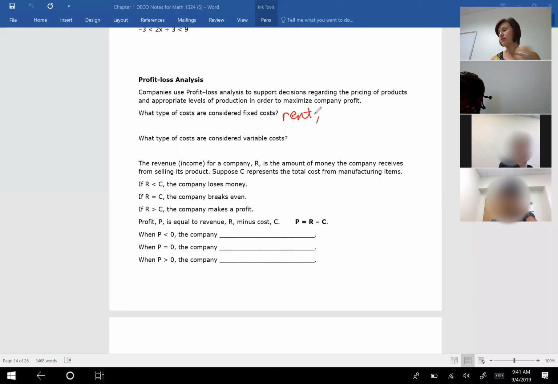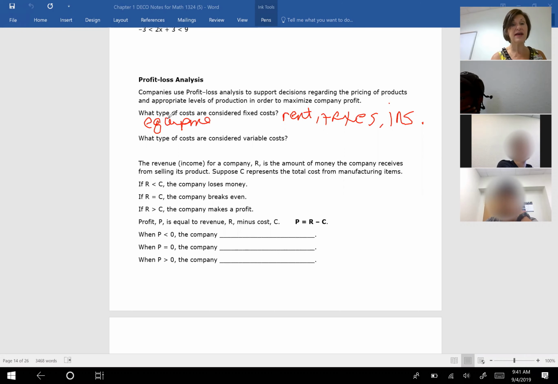What else do you think you would have regardless of whether you sell anything? Even if I don't sell anything, what would I still have an expense for? What's the government going to want from you? Taxes. There you go. You'd probably have insurance, because if you've had to get a loan for some equipment, you're going to still have to pay on that equipment even if you don't make anything. And if you've got equipment, they're going to make you have insurance.